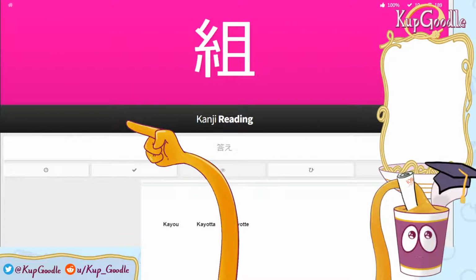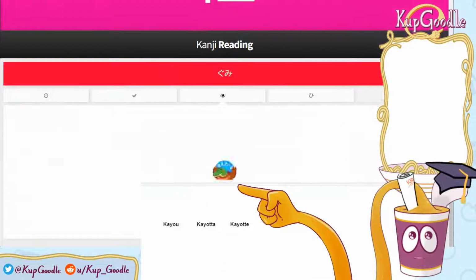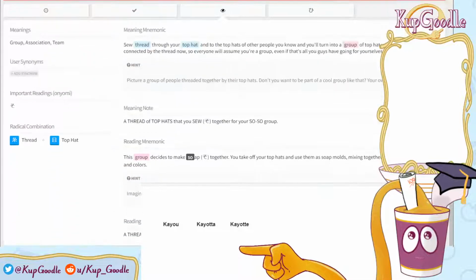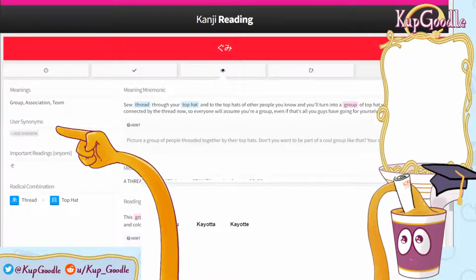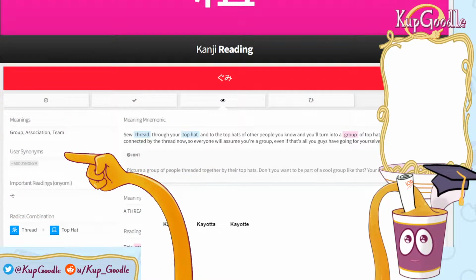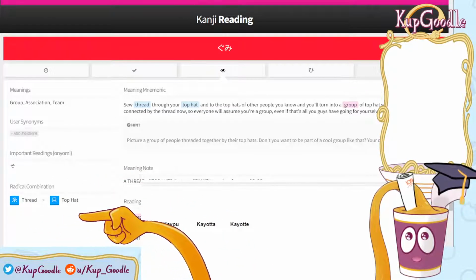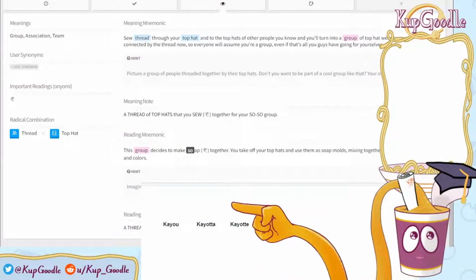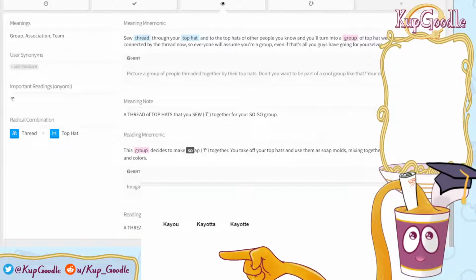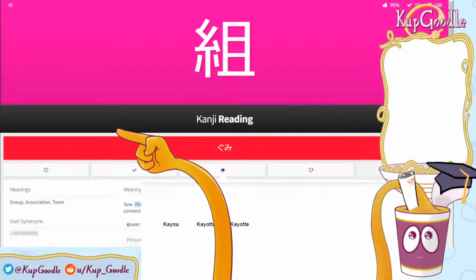Reading. Ooh. It's like gumi. Could be gumi. No. Soul. Group, association. What was gumi? Gumi was like a program or something. But so. Alright, so. Thread and top hat. This group makes so. The thread of top hats that you sew together makes a so group. This group is so.